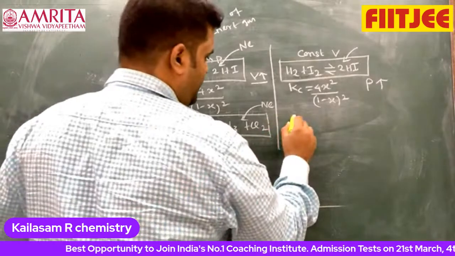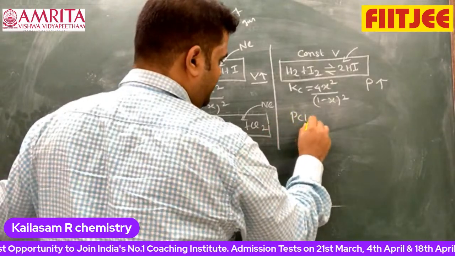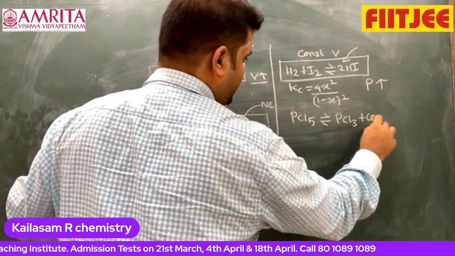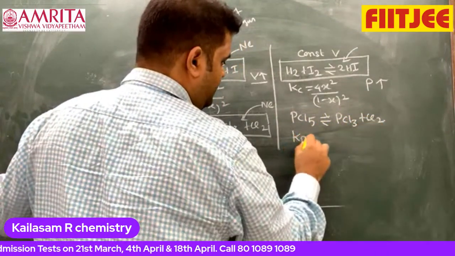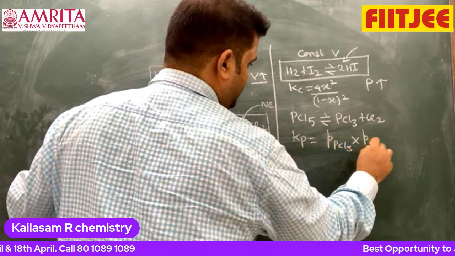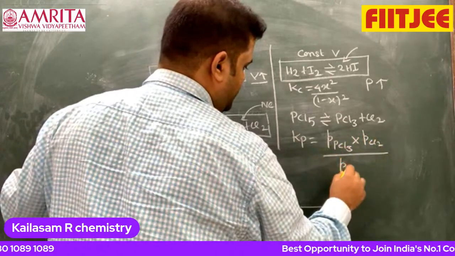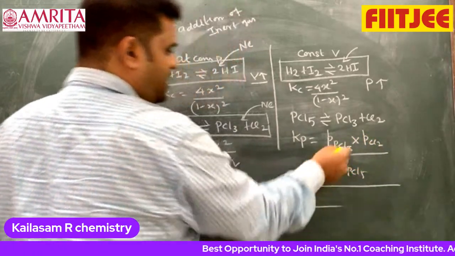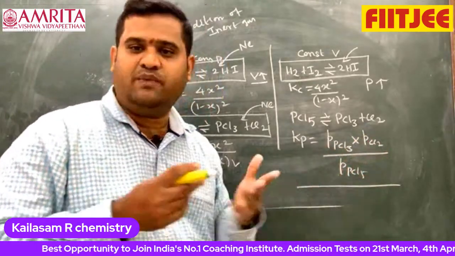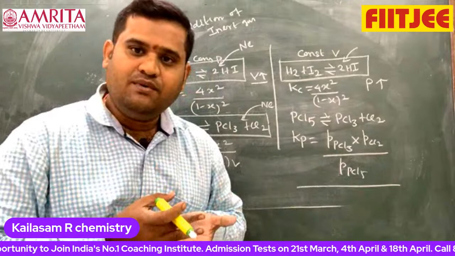Suppose in this case I take PCl5 in equilibrium with PCl3 plus Cl2. I can write that Kp is equal to the partial pressure of PCl3 times the partial pressure of Cl2 divided by the partial pressure of PCl5. Anyway, the partial pressures of PCl3, Cl2 and PCl5 remain the same. Only the total pressure is going to increase.